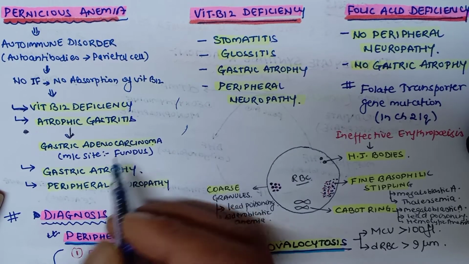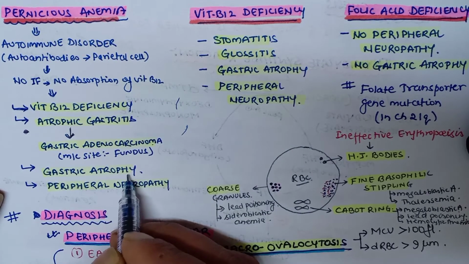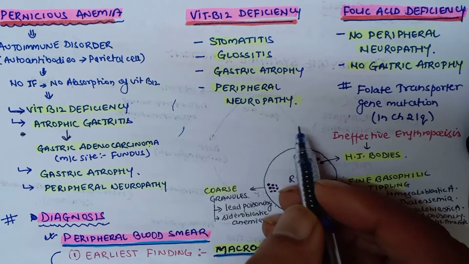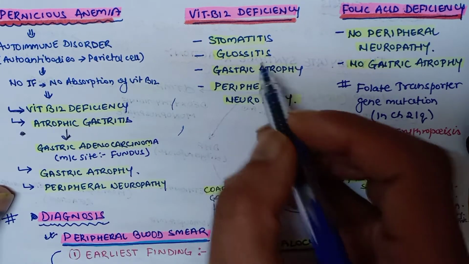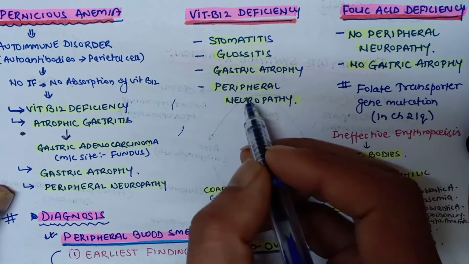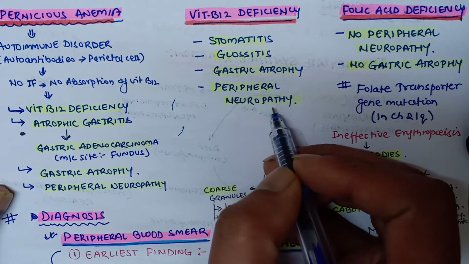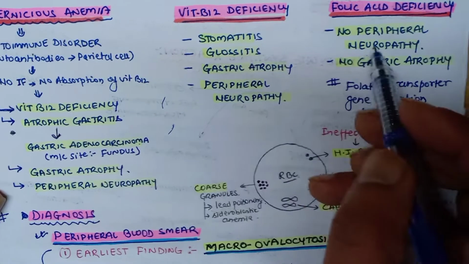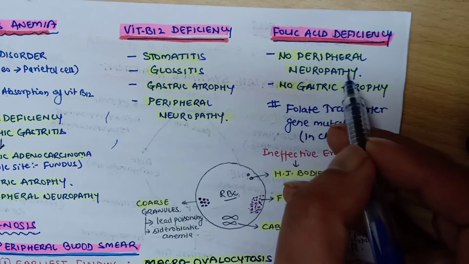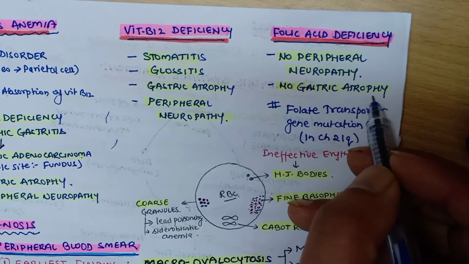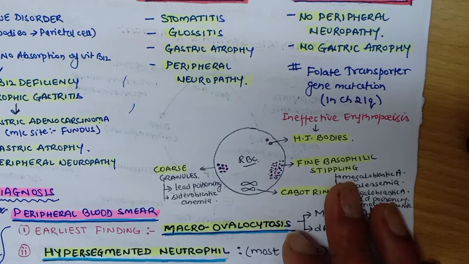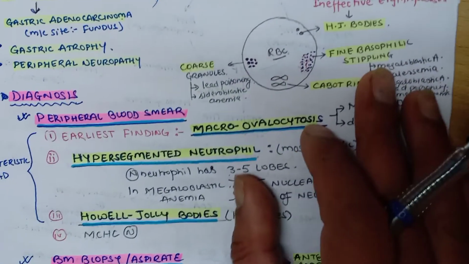Pernicious anemia can also cause gastric atrophy and peripheral neuropathy, whereas vitamin B12 deficiency will lead to stomatitis, glossitis, gastric atrophy and peripheral neuropathy. Whereas in folic acid deficiency, there will be no peripheral neuropathy and no gastric atrophy. Folate transporter gene mutation is present on chromosome 21.